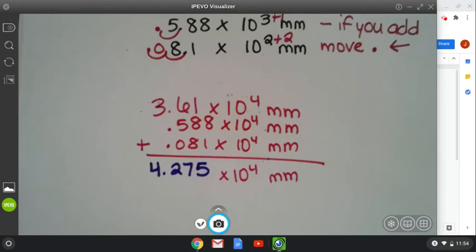If I was doing subtraction, you would do the same thing. You want to make sure that they all have the same units, the same exponents, when you do this. Okay, let's go to a multiplication example.